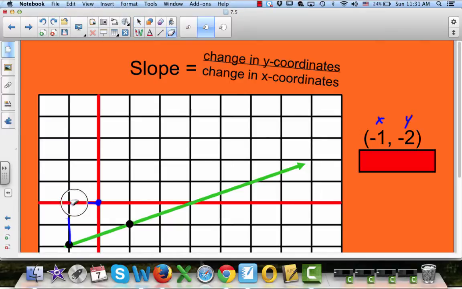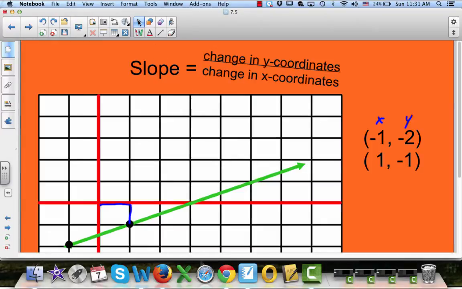And let's erase that now, and come back over here. And we go to this coordinate. And how did we get that coordinate? We went 1 to the right, and we went 1 down. 1 to the right means a +1, and 1 down means a negative 1. So that coordinate is 1, negative 1.